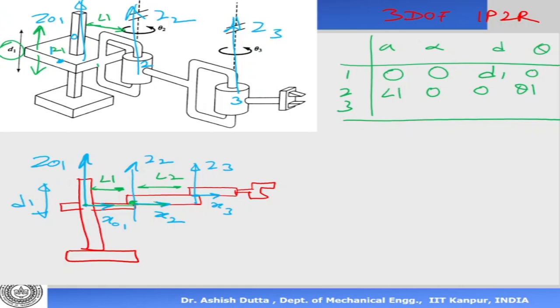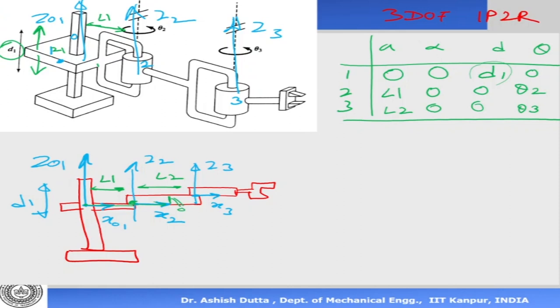Okay. Now, what about the third one? The third one, again, there is a distance of L2 between the Z2 and the Z3 axis. There is no angle between them. There is no distance between them. I'm assuming that this distance is equal to 0. Okay, so there is no distance there. I'm just simplifying. And this is my theta 3. This is theta 3. This is theta 2. Okay, what are the variables? The variables here are D1, theta 2, and theta 3. Okay, so this is what we are getting is our DH parameter table.